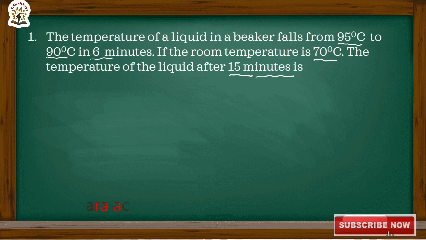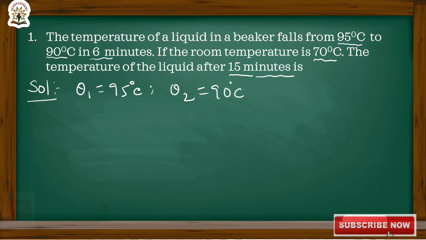Now let us come to the solution. First, in this question, given theta 1 is equal to 95 degrees centigrade and theta 2 is equal to 90 degrees centigrade, dt is 6 minutes, and surrounding temperature theta s is equal to 70 degrees centigrade, and you have to calculate the temperature of the liquid after 15 minutes. From Newton's law of cooling, first case 1.